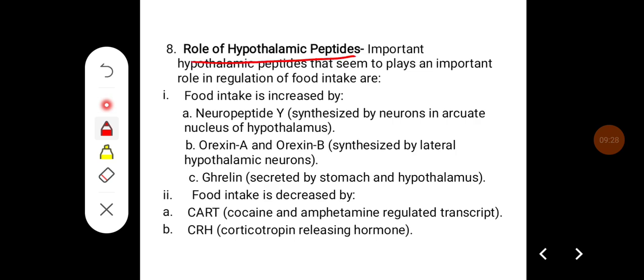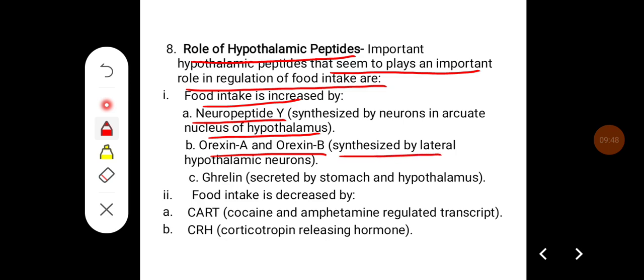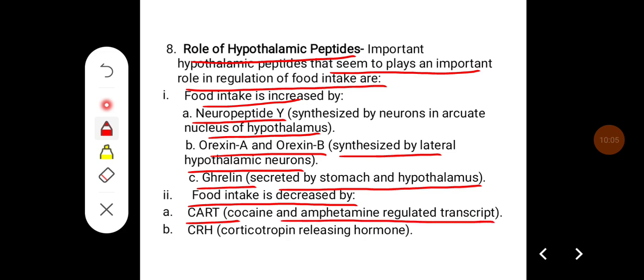The role of hypothalamic peptides. The important hypothalamic peptides that seem to play a role in the regulation of food intake are: food intake is usually increased by neuropeptide Y, which is synthesized by the neurons of the arcuate nucleus of the hypothalamus, and Orexin-A and Orexin-B, which are synthesized from the lateral hypothalamic neurons. Ghrelin is secreted from the stomach as well as the hypothalamus. The food intake is decreased by CART, that is cocaine and amphetamine regulated transcript, and corticotropin releasing hormone.